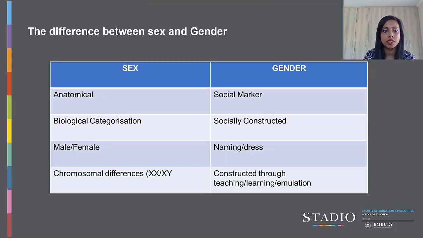Now, just to put things into perspective and differentiate between sex and gender, and basically to distinguish why these are not the same. Sex deals with more anatomical differences, biological categorizations, like for example, male and female, and there are distinct chromosomal differences like XX and XY. So this deals with more biological and genetic related traits, whereas gender is more a social marker that comes about as a result of environmental influences. It is socially constructed, and as a result of society, we have certain naming and dress preferences which have all been constructed through teaching, learning, and emulation.